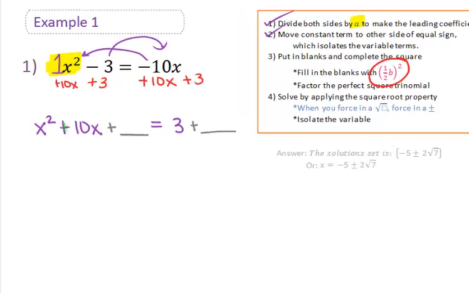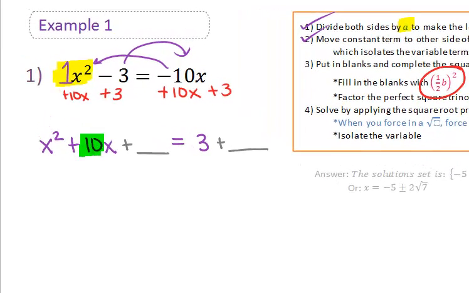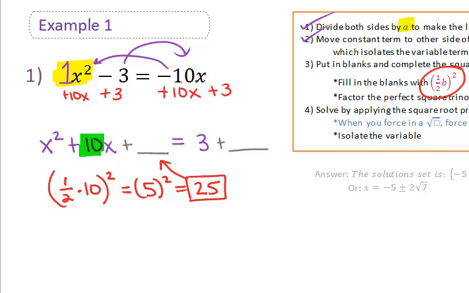Our b term is the one that's in front of our x variable. So my blank here is 1/2 times my b, or my 10 in this example, squared. 1/2 of 10 is 5, and 5 squared gives me 25. So that's what I fill in both of my blanks with.